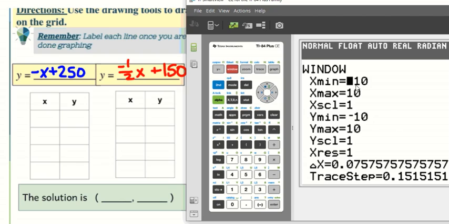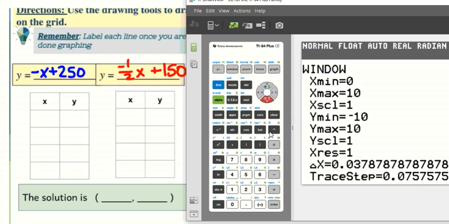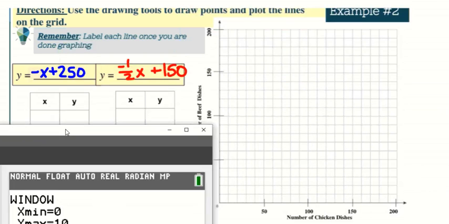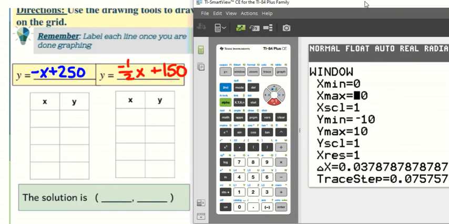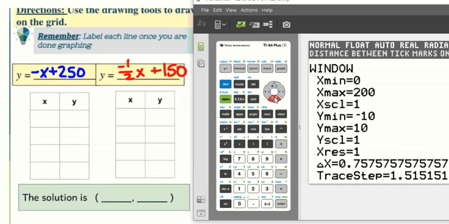The minimum value for our x-axis is 0. The maximum value for our x-axis, according to this graph on our slide, is 200. And the scale, what each line on the graph is, is 10. We can do the same thing for the y-axis. Our minimum value on the y-axis is 0. The maximum value on the y-axis is 200. And the scale is going up by 10.